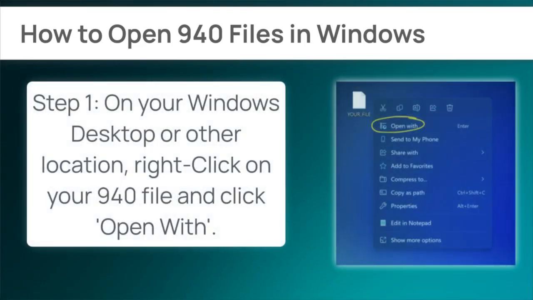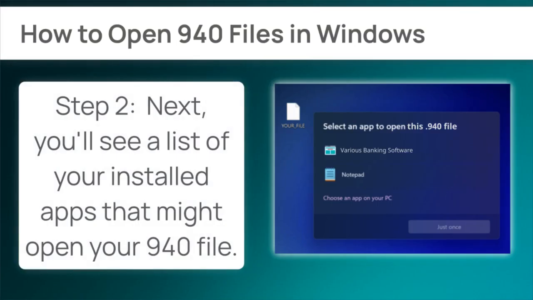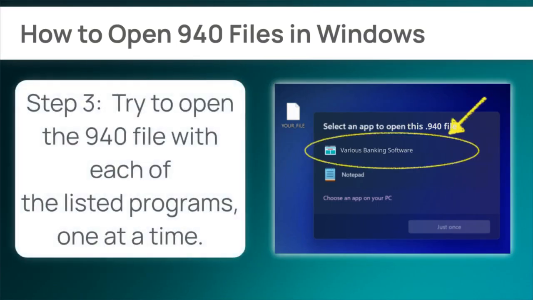Right-click the 940 file and select Open With. Since this format can be handled by multiple tools, try the best match from the list first. Look for apps related to banking software. Then continue down the options.